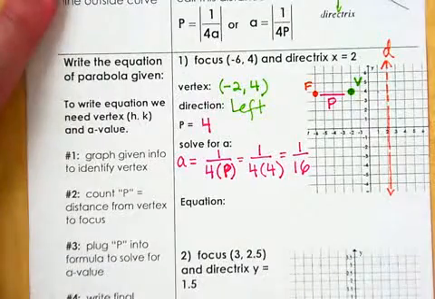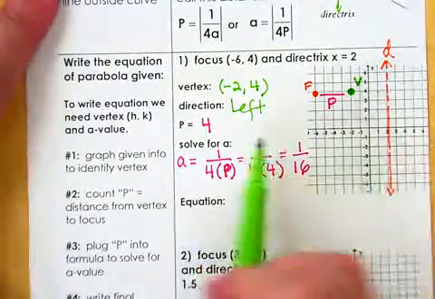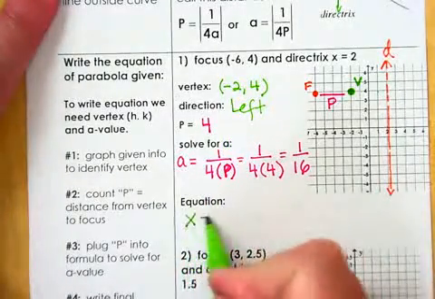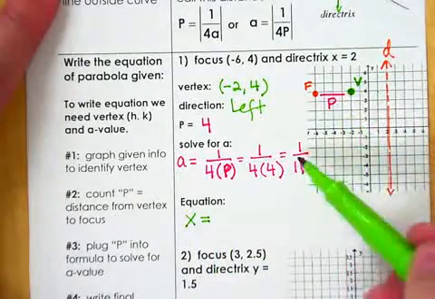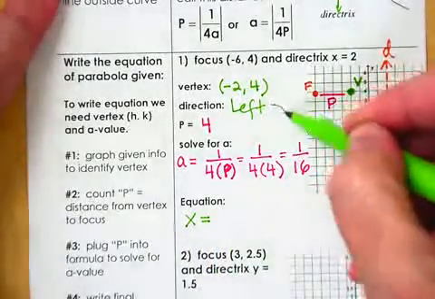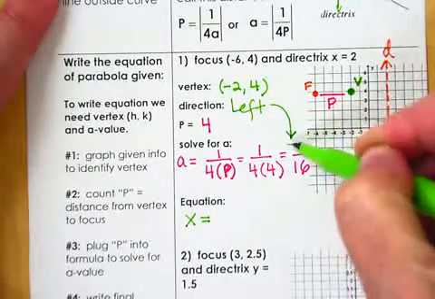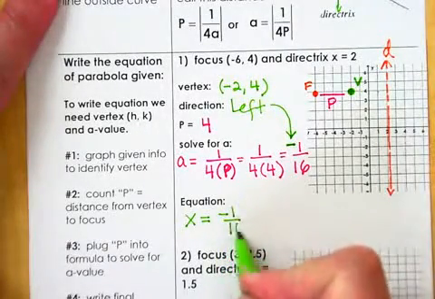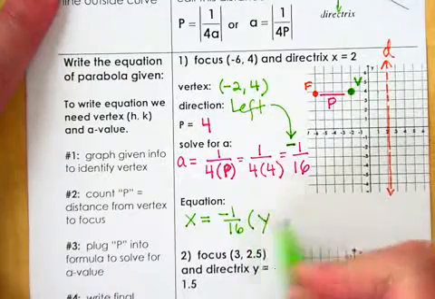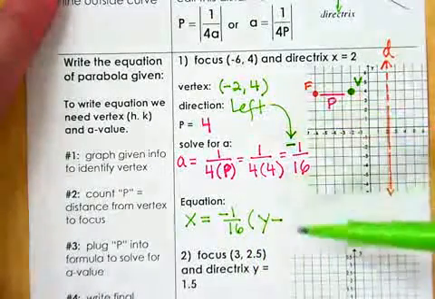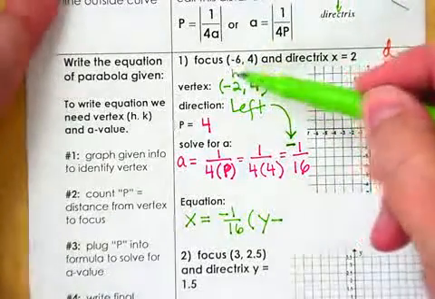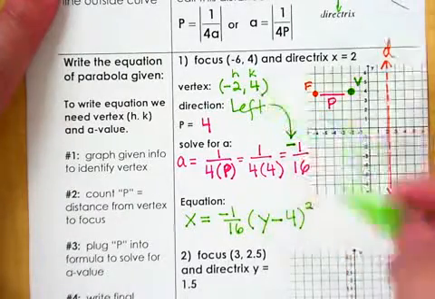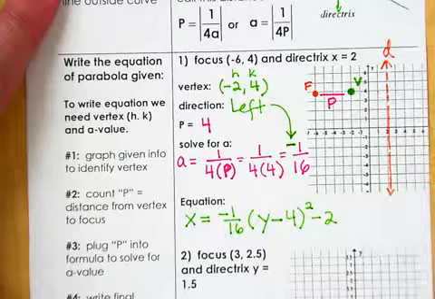Now I can use that a value to write my equation. I know that this graph opens to the left, so this is going to be an x = equation. I also know, because it opens to the left, that the a value needs to be negative. So that left piece there is telling me that I need to have a negative on my a value. So it's -1 over 16 times (y minus, and now I'm going to put the k in there. So here's (h, k). k is 4, close squared, and then minus -2 for my h.